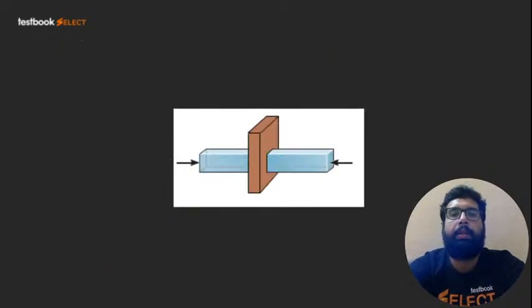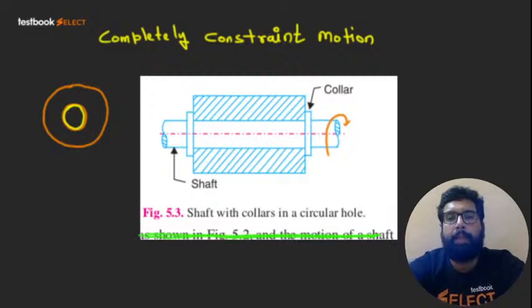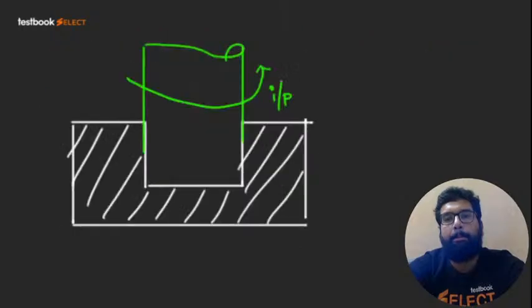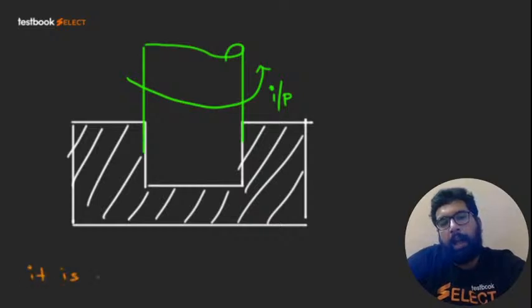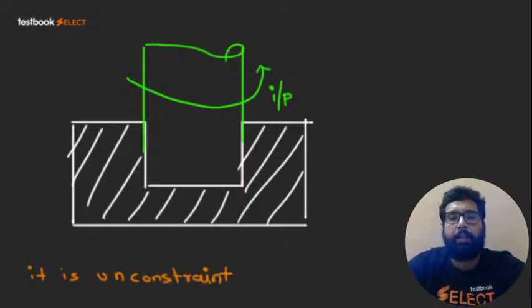Chalo, tell me my dear, is it constrained motion or not? What do you say? So now beta, please be careful. It is unconstrained motion, my dear. In this condition, it is unconstrained. Why is it unconstrained, my dear?